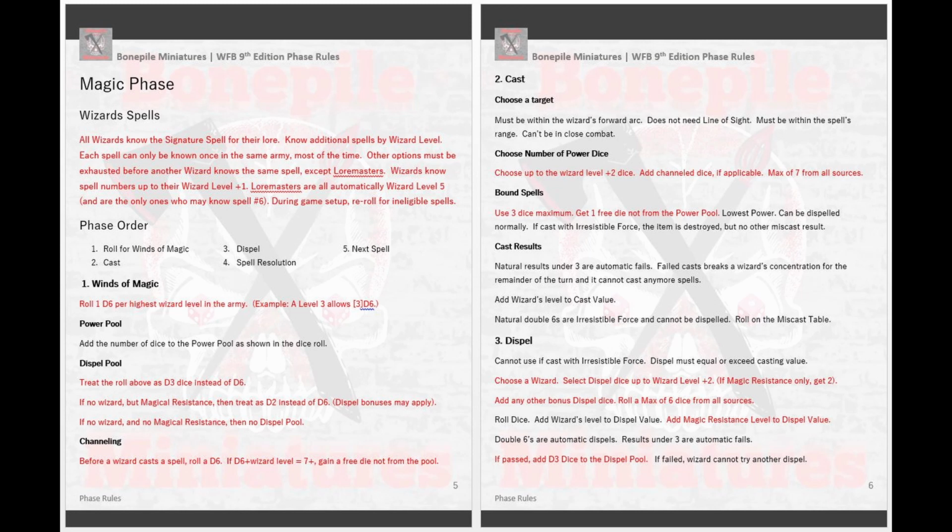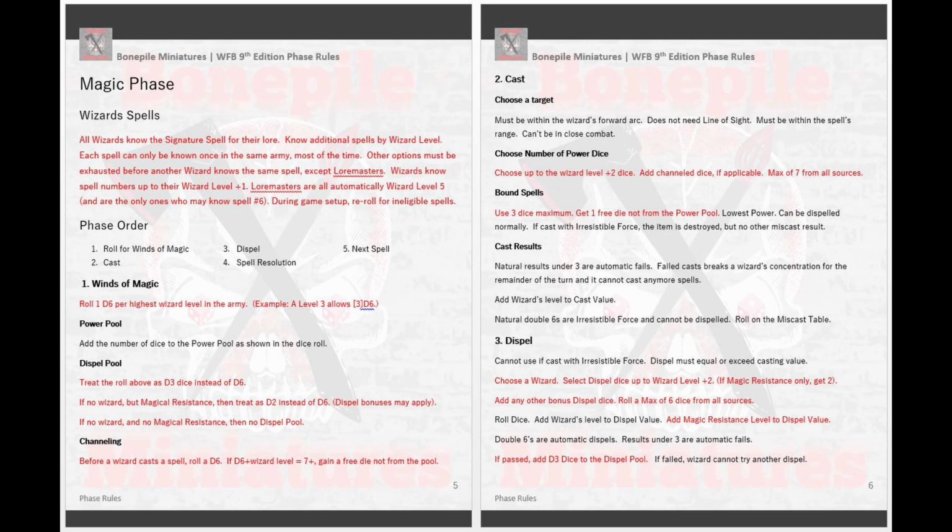It says, each spell can only be known once in the same army most of the time. Other options must be exhausted before another wizard knows the same spell, except for lore masters. And I think that seems pretty clear. And I know that the Warhammer Armies Project takes the same approach to distributing spells among their wizards. And if nothing else, I think that fosters variety, which I think is always good in this game. And of course, the lore masters should know all the spells in their lore, and they should not influence what spells other wizards know. Okay, so let me continue on with that paragraph.